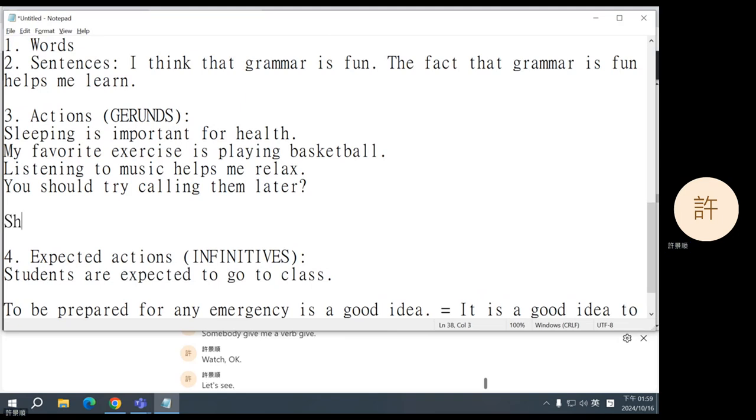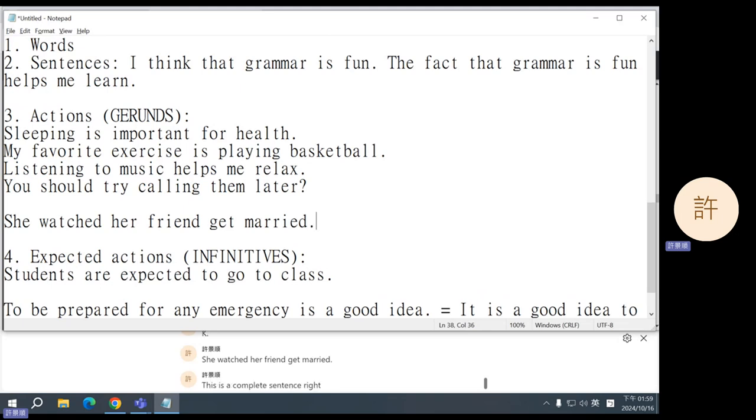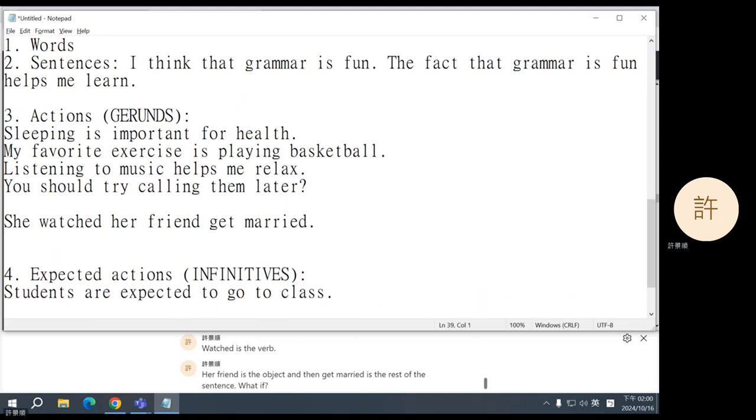She watched her friend get married. This is a complete sentence, right? She is the subject, watched is the verb, her friend is the object, and then get married is the rest of the sentence. What if we had to turn this sentence into a gerund?